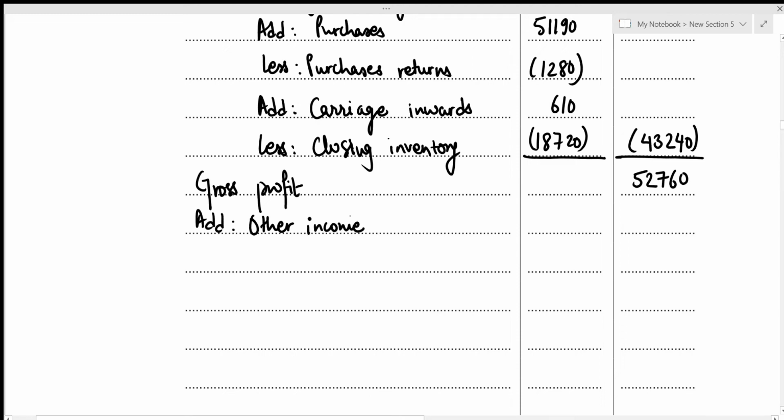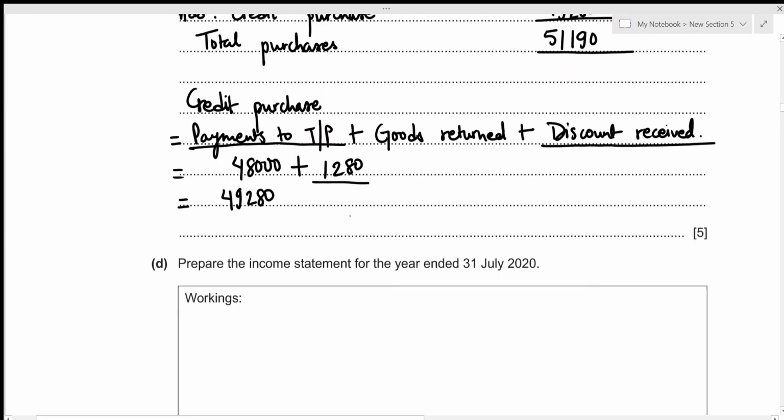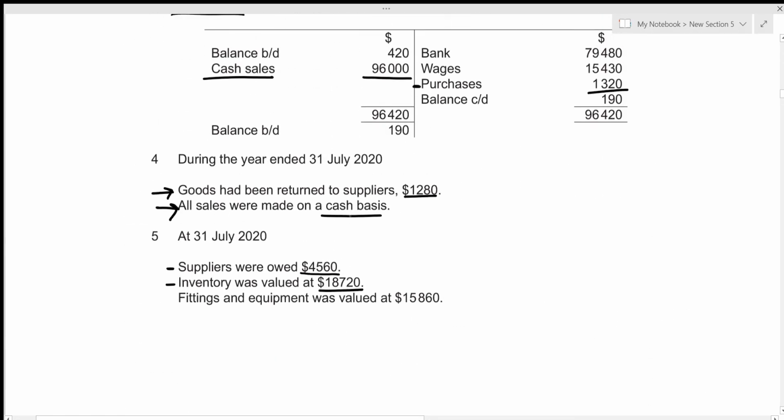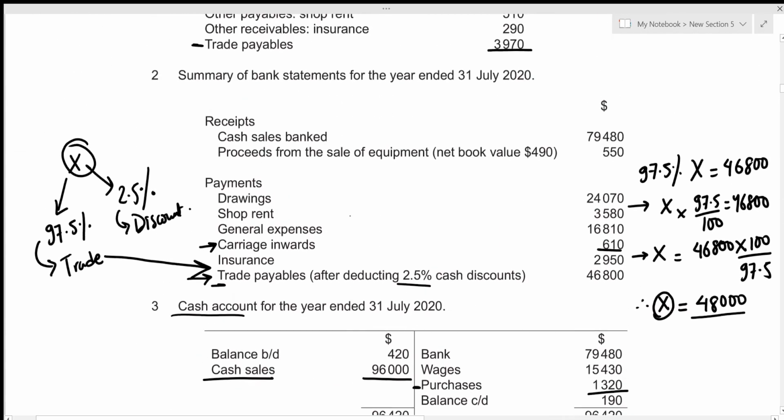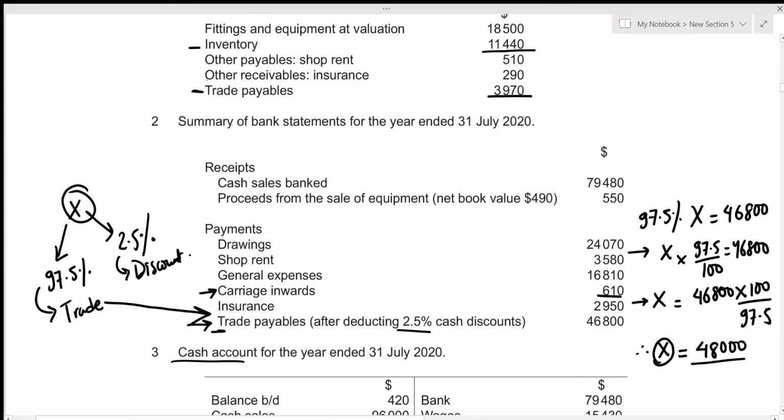All right, let's look for anything that could give rise to other sources of income. We can just look at the summary of bank statements and receipts. So that's cash sales, right? We already included the sales, but another receipt is from proceeds from the sale of equipment. The net book value was 490, but we got the amount of 550, which means that we're getting higher value than we anticipated, which results in the profit.